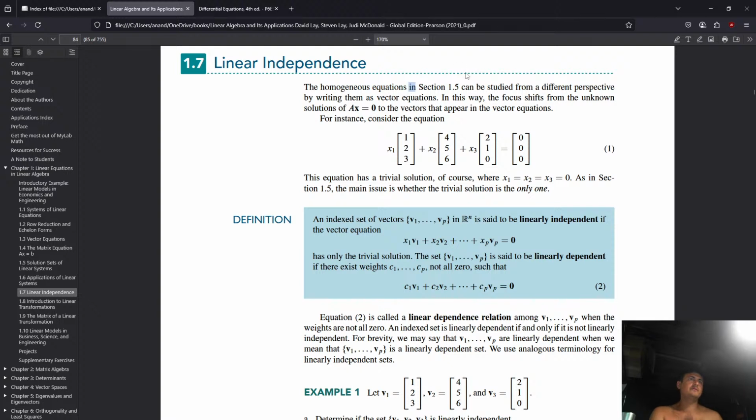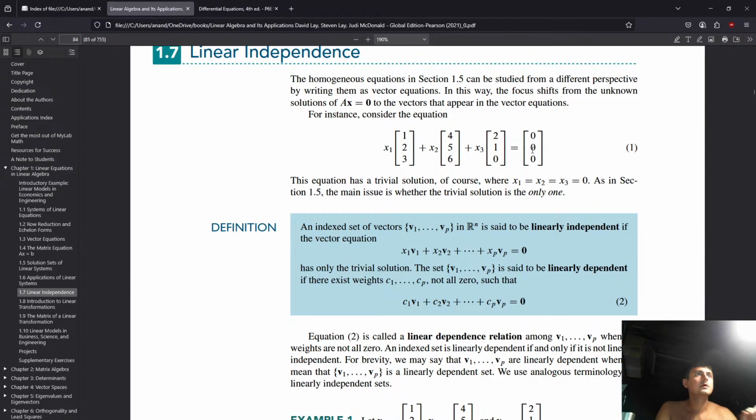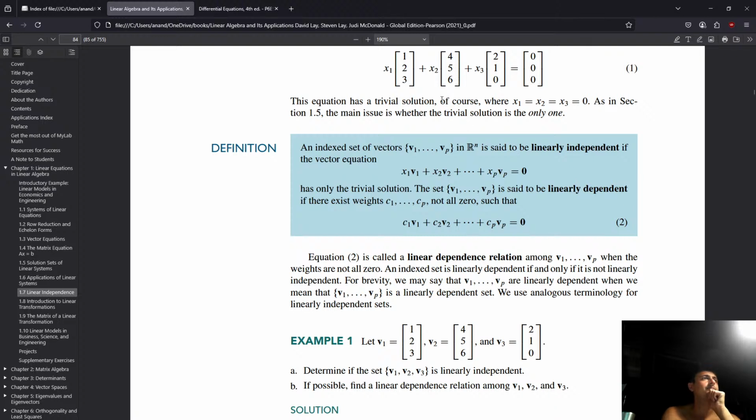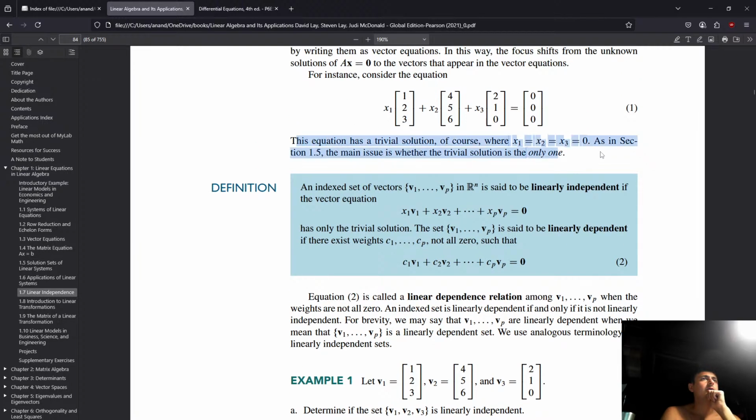The homogeneous equation in 1.5 can be studied from a different perspective by writing it as a vector equation. So instead of Ax equals 0, we do the same thing that we did with the non-homogeneous case, where we basically just have the vector form of this whole thing. These are the columns of the matrix A. And homogeneous linear equations always have the trivial solution. So there's that. Now, the question is defining linear independence and linear dependence.